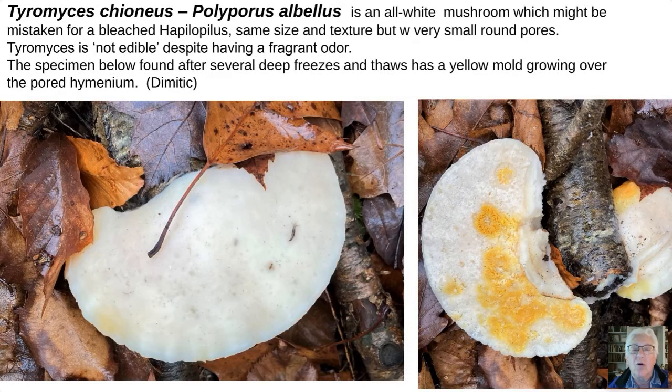This one is so old, it's been frozen and thawed a number of times. And this is the pores, the underside, the hymenium, where the pores are. And you see there's an orange mold growing on that. And mold is probably another fungus. So that would be a hyphomycete growing on a mycete, yes.